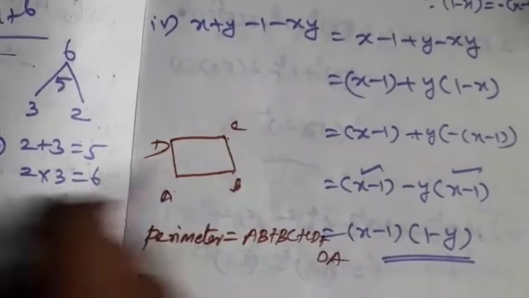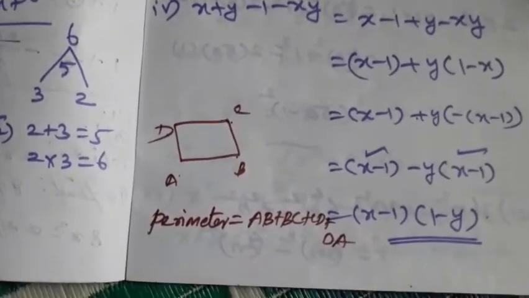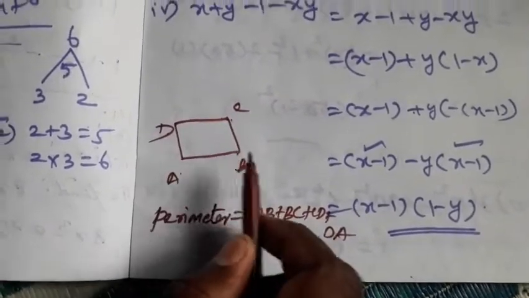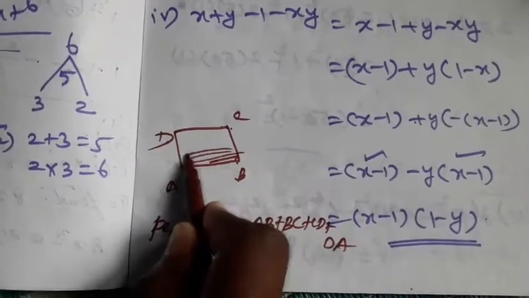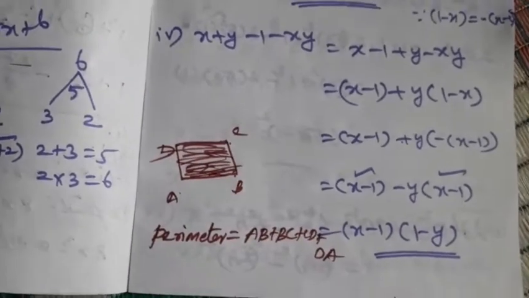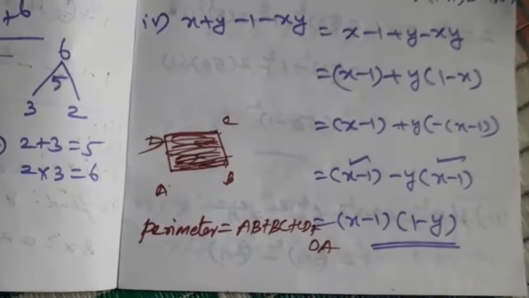The four sides, adding their lengths is called the perimeter. Area means the region occupied by the closed shape. The inside region, how much place is occupied inside, that is the area. So this is a basic concept.